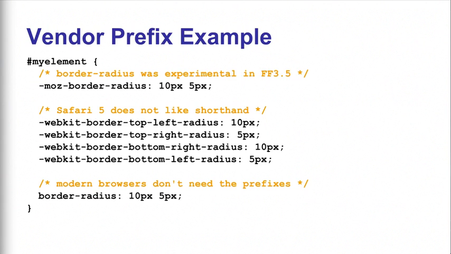Most of the time, the last declaration, without the prefix and using the shorthand, is the one that the browser will follow. Modern browsers handle border radius just fine without the prefixes. With that, we're done with the box model, for now anyway.